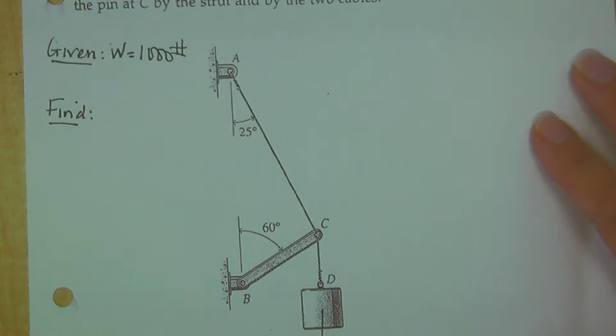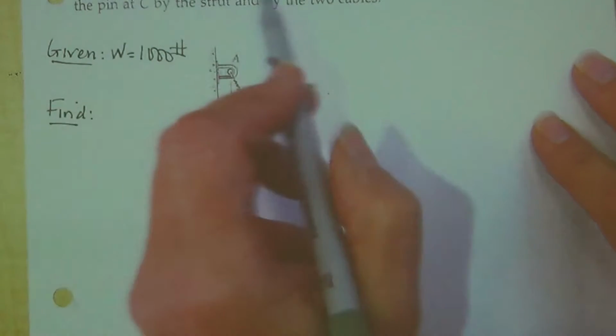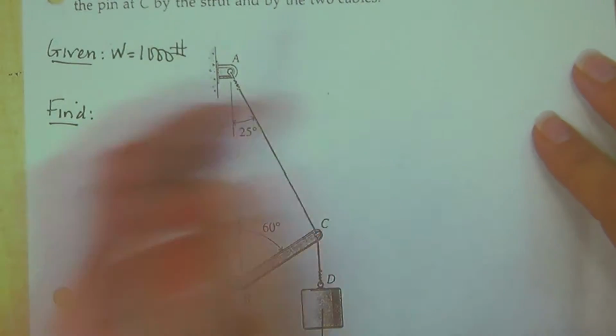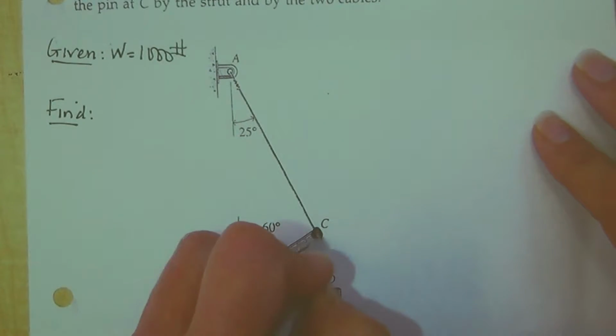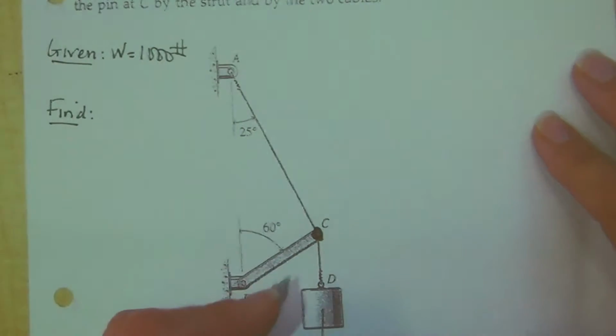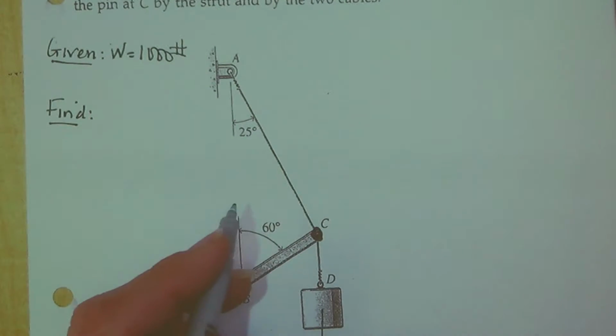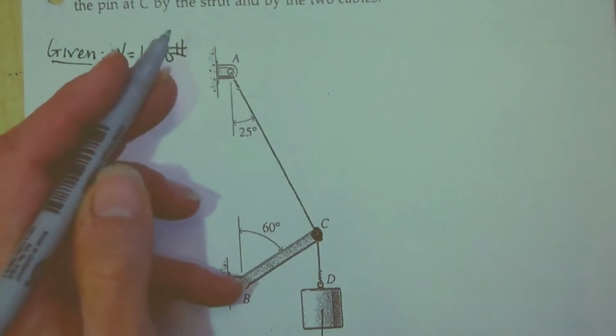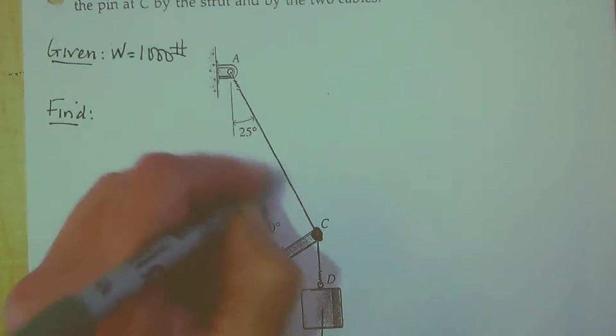Sam, okay, what do we need to find? Supported by a strut and two cables. Determine the force exerted on the pin. The pin is right here, by the strut and the cables. So, what do they want us to find about the cables? Tension. They want us to find tension.